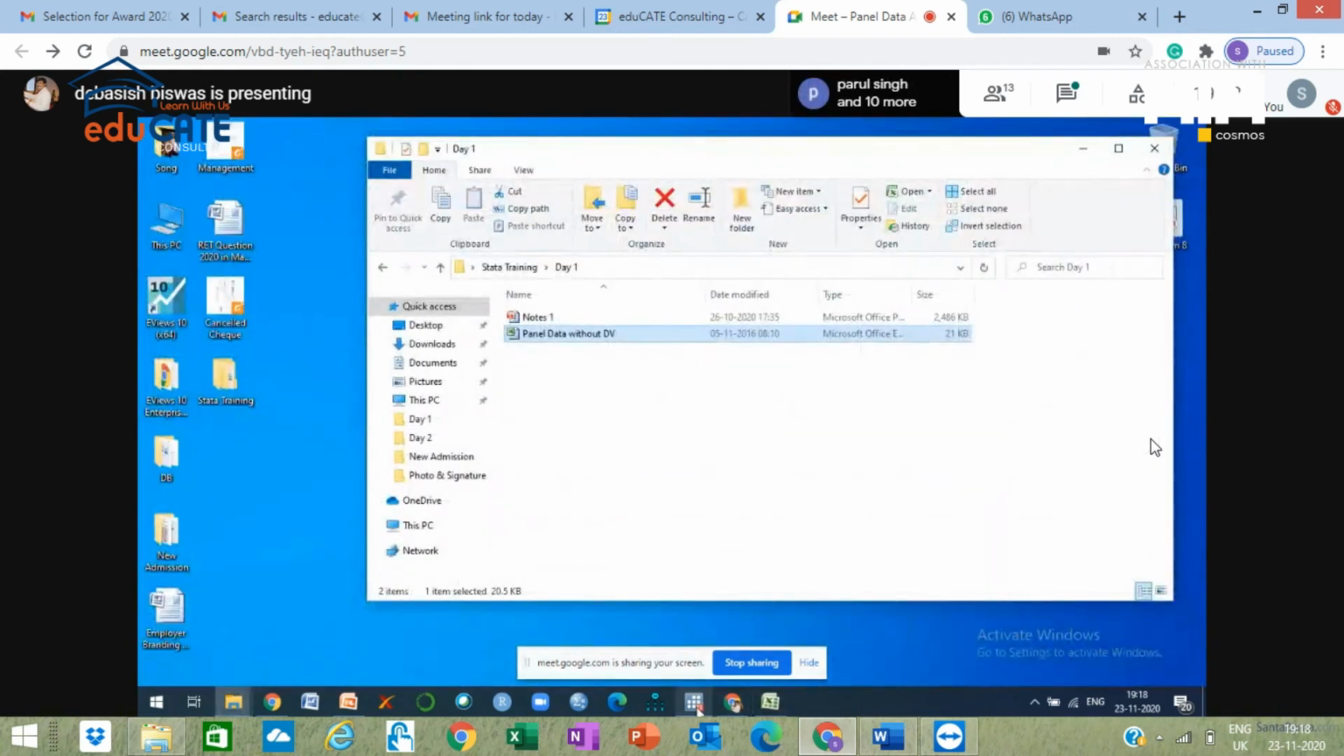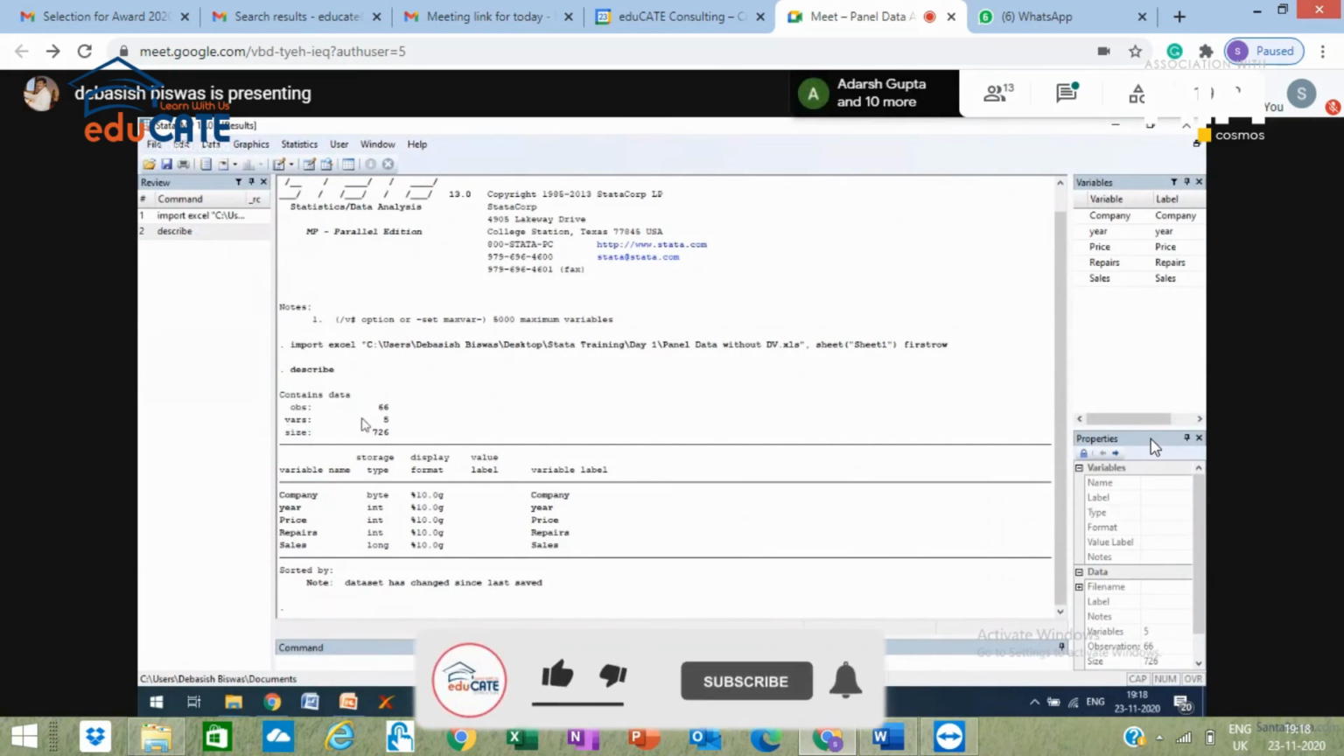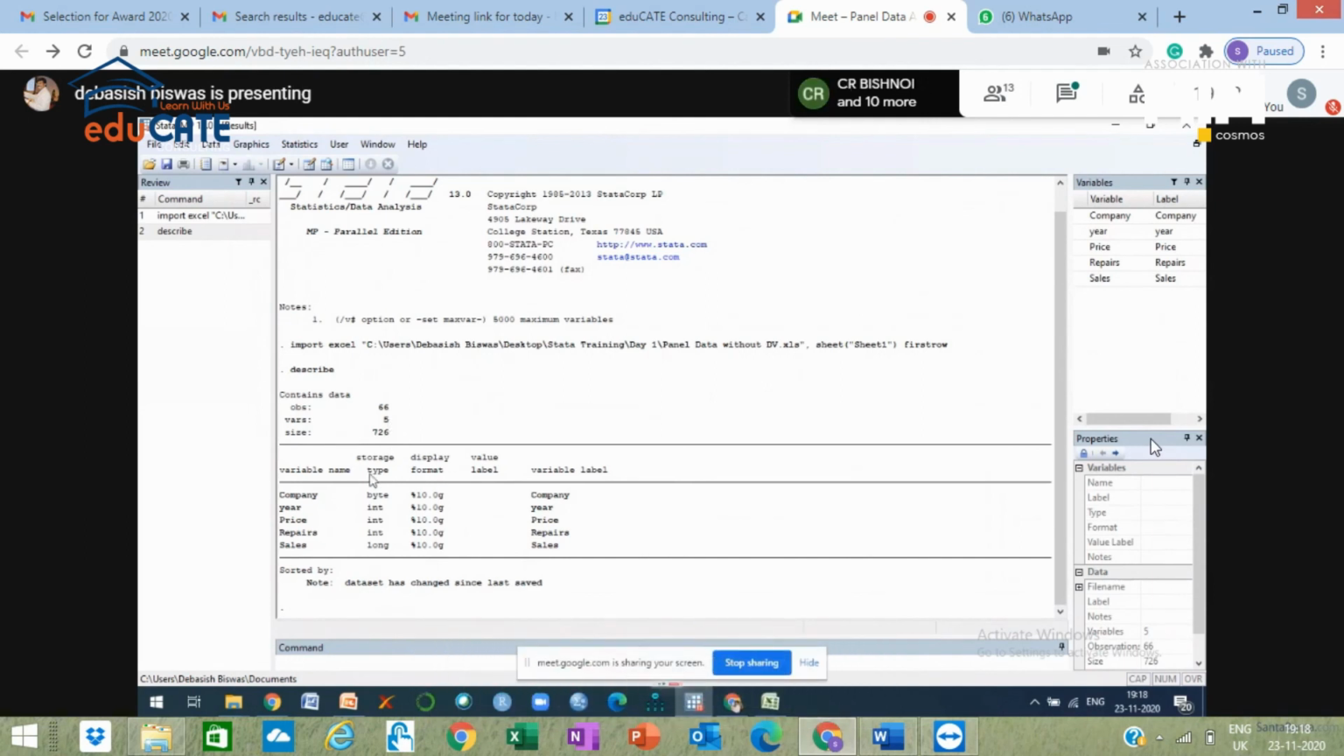And when you look, the software has already given the number of observations: 66. Number of variables: one is cross-sectional unit, another is year, and 3 variables, so total 5 variables. All these things will be shown when you give the command describe. So many commands are there. One by one, I will show you in tomorrow's class.